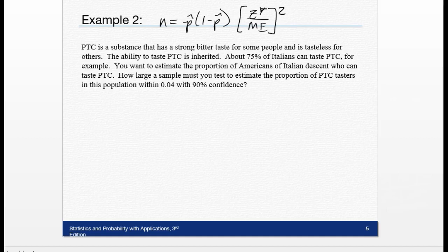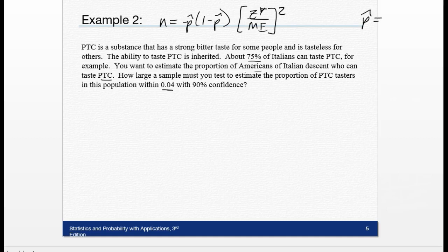Okay. Now, PTC is a substance that has a strong bitter taste for some people and is tasteless for others. The ability to taste PTC is inherited. About 75% of Americans can taste PTC, for example. Of Italians, sorry, 70% of Italians can taste it. You want to estimate the proportion of Americans of Italian descent who can taste PTC. How large a sample must you test to estimate the proportion of PTC tasters in this population within 0.04 with 90% confidence?